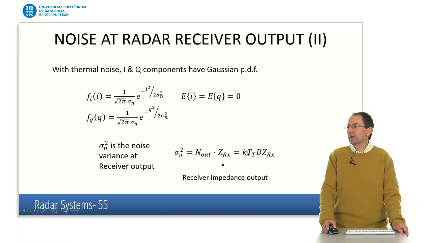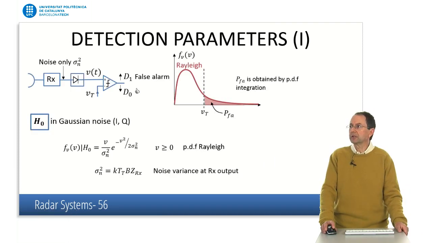If we express this without the gain of the receiver, with a normalized gain receiver, this is just the Boltzmann constant multiplied by the total temperature of the system, antenna temperature plus receiver temperature, the bandwidth of the receiver, multiplied by the impedance. If you have a gain, you have to add it into this expression. Now, if we obtain the envelope of this signal, the envelope has a PDF which is a Rayleigh. It is this expression here, where sigma n squared is still the noise variance at the receiver.